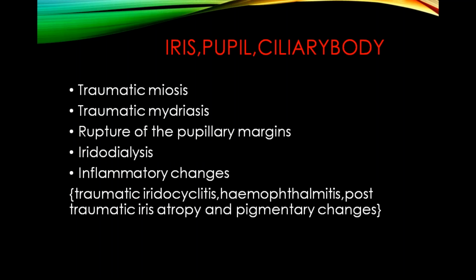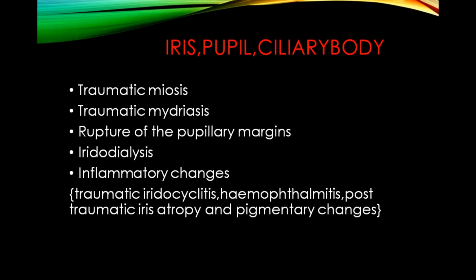Now coming to iris, pupil and ciliary body. Now we'll go to the individual structures. We have seen cornea, we have seen anterior chamber, what can happen, and then we'll go to iris, pupil and ciliary body, that is the middle part of the globe. So what can happen in iris? There are possibilities of traumatic miosis. Traumatic miosis means normally the pupil size is around 3 millimeters. Because of trauma, the sphincters start to constrict further and it leads to miosis. So the size becomes very small because of the insult to the globe. The iris overreacts and there can be miosis.